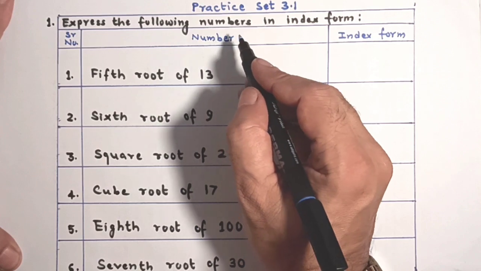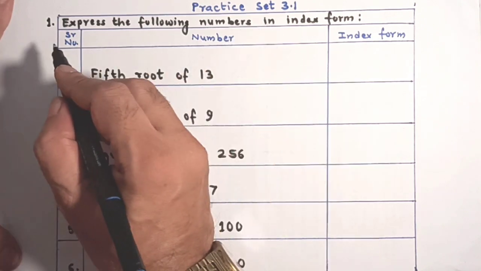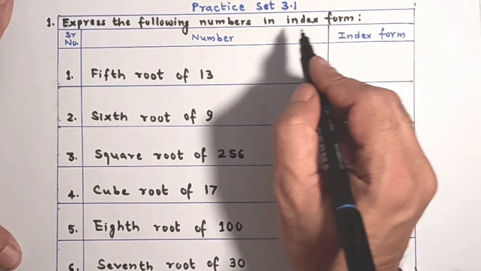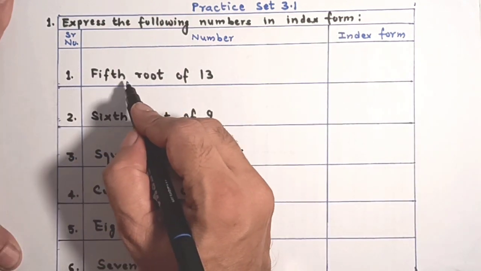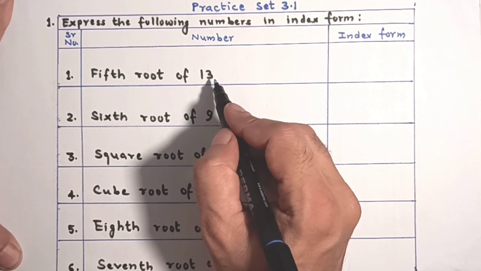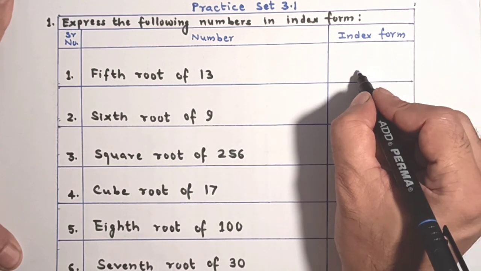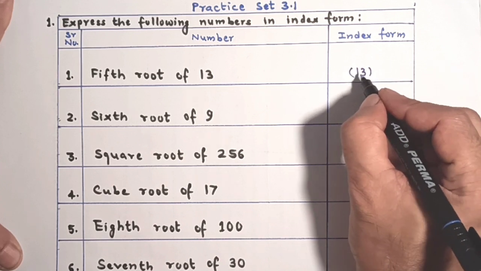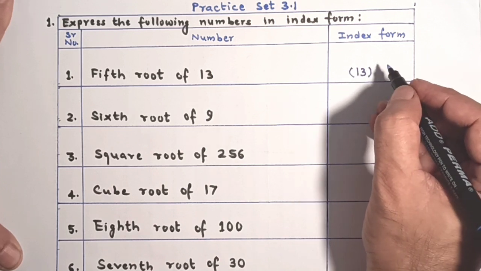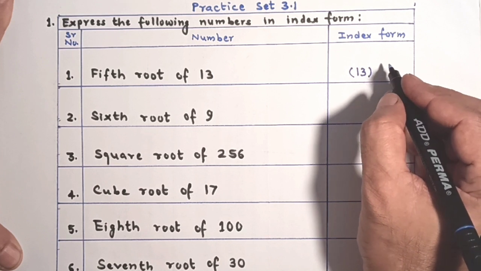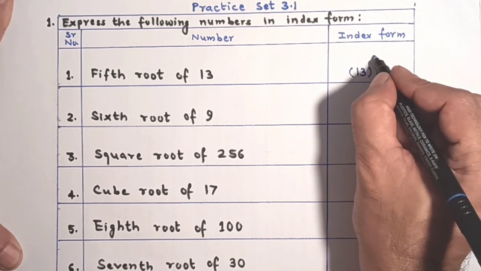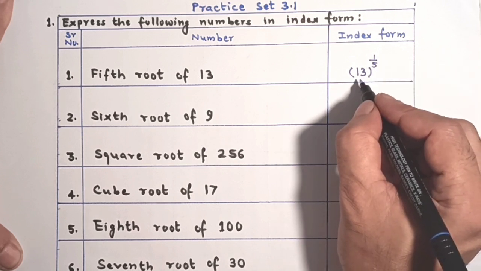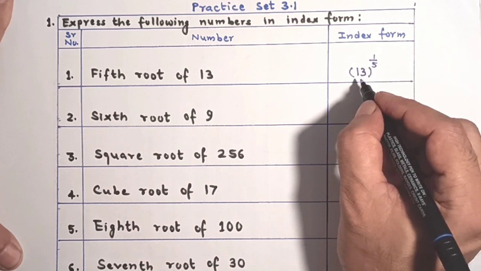Now let's come to practice set 3.1. Question number 1. Express the following numbers in the index form. First question is 5th root of 13. So what is your base? Base is 13. If you want, you can put it in bracket. So 13, your base. 5th root, so 1 upon n form. That means 1 upon 5. So your answer will be 13 raised to 1 upon 5.